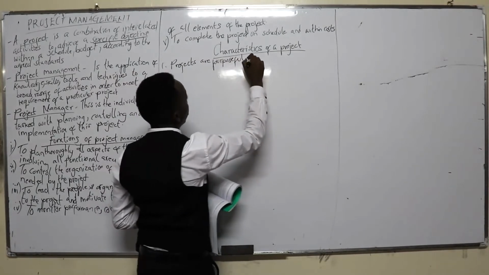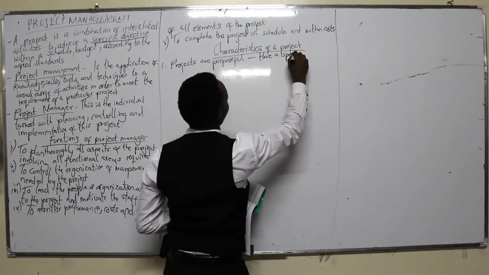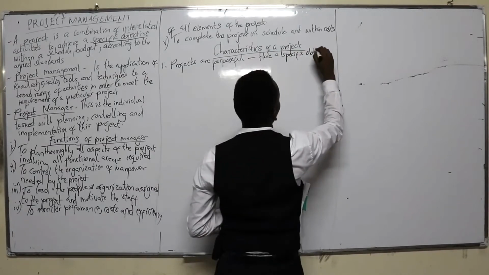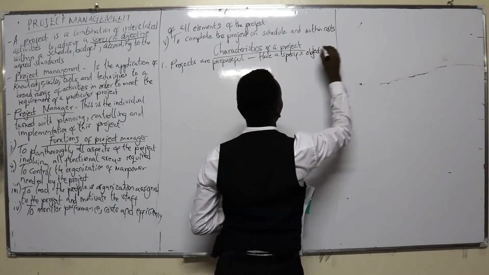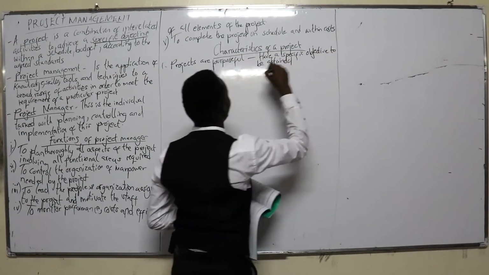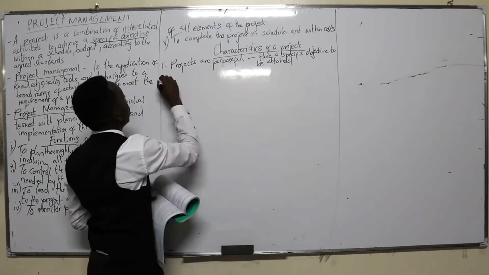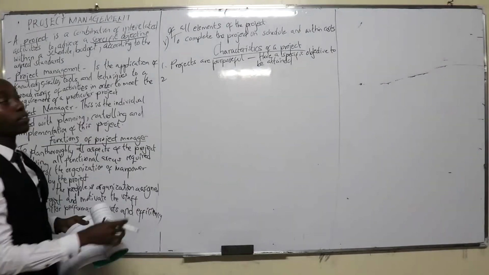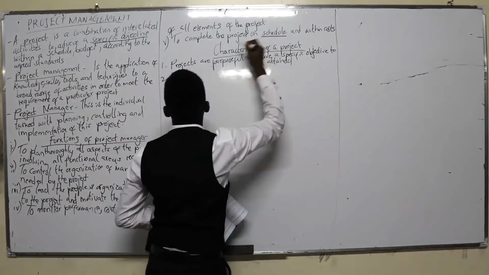Purposeful. So they have a specific objective to be attained. And then also, another one is that these projects have a defined life cycle or they are time bound. Remember, we said it's the duty of the project manager to complete this on schedule.